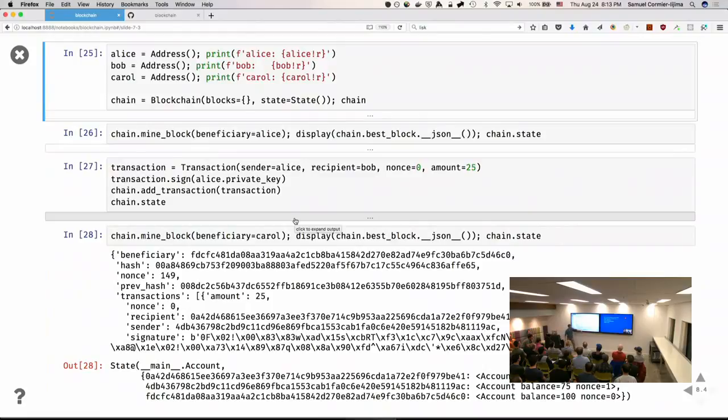So here's the updated balances. Carol has the 100, and Alice has the 75, and Bob has 25. So that's kind of how a blockchain works.